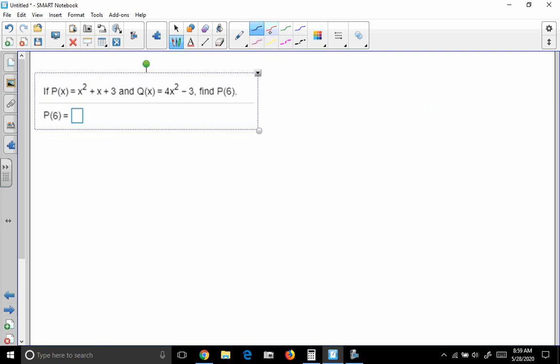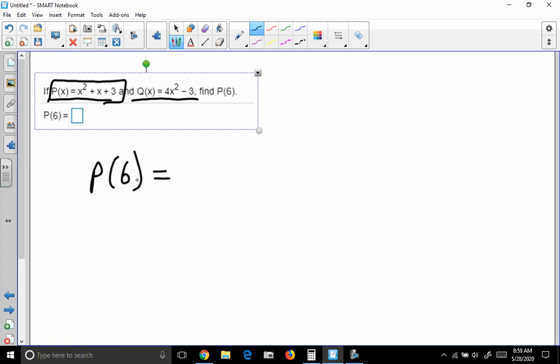Okay, so the next part, they give us polynomials and they give it in function notation. And remember, with function notation, if we're asked to do something like p of 6, this doesn't mean p times 6. P tells us which of these two functions we're using. Are we using this one or are we using this one? So we're going to use that one.